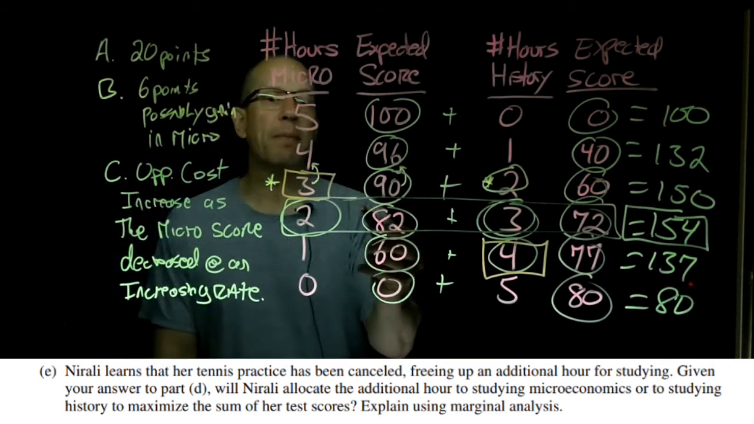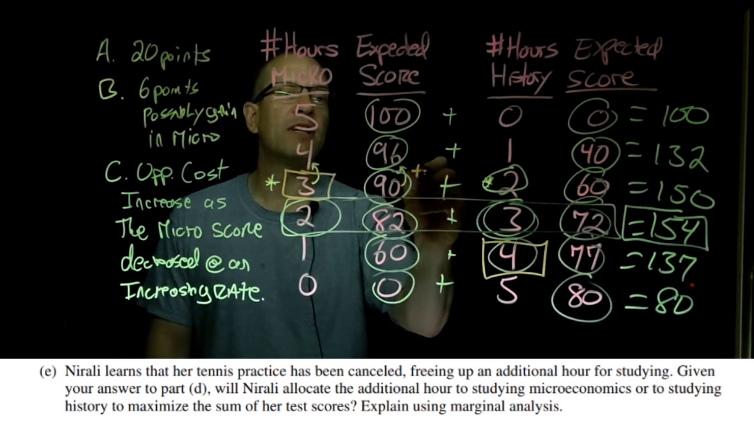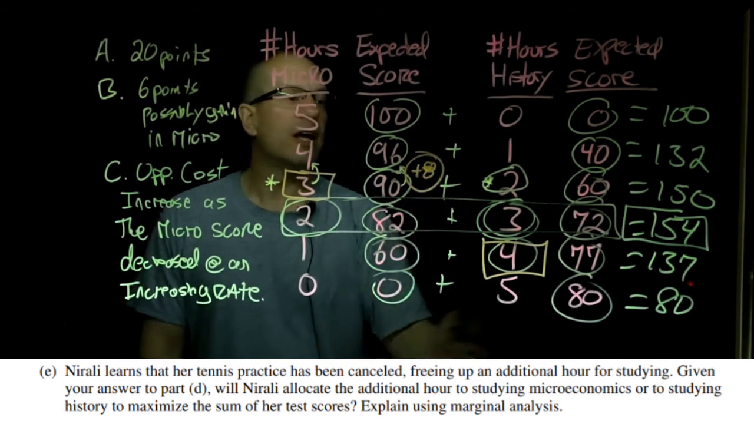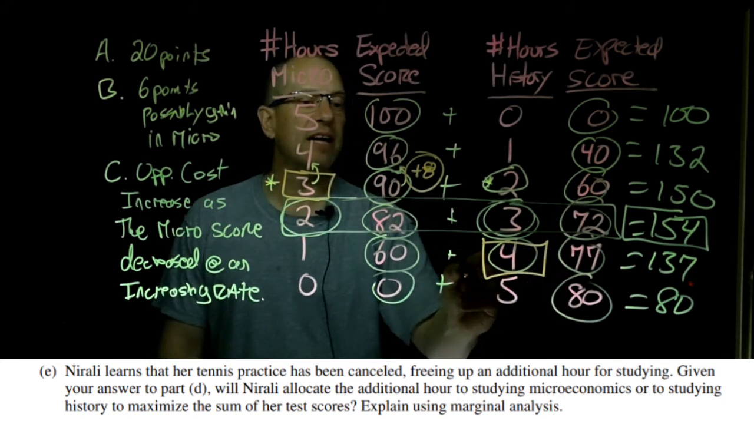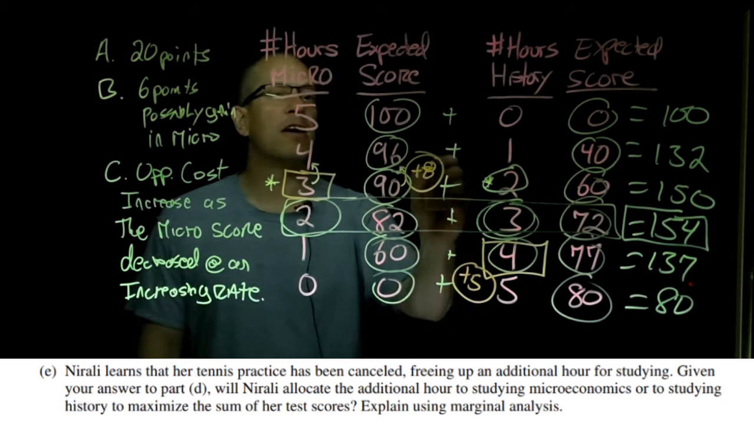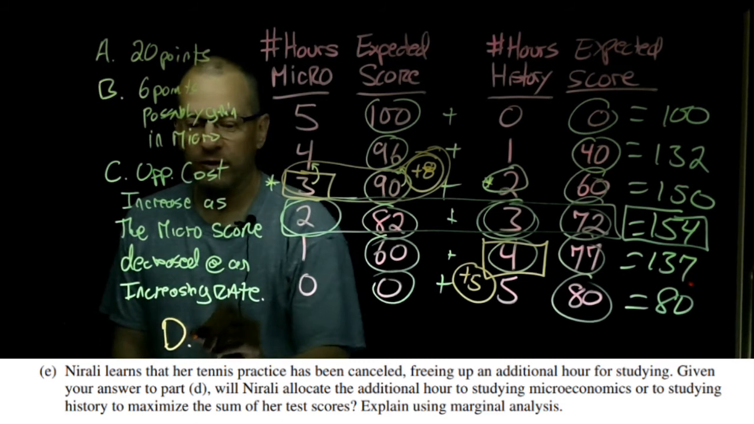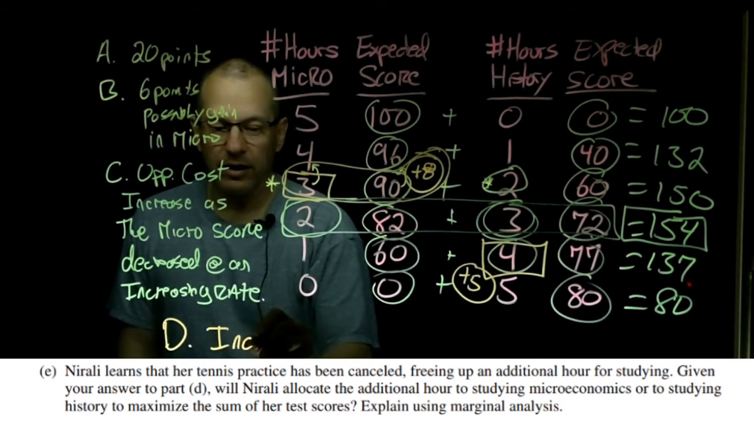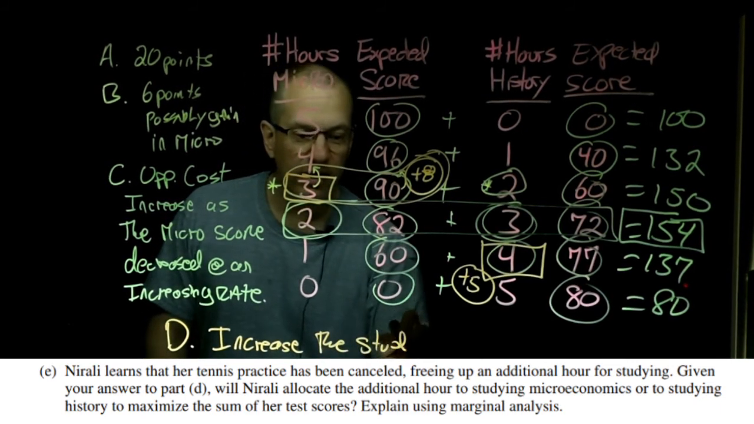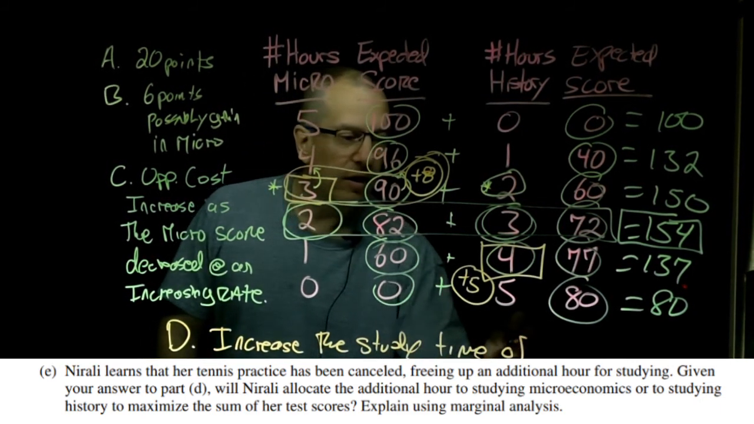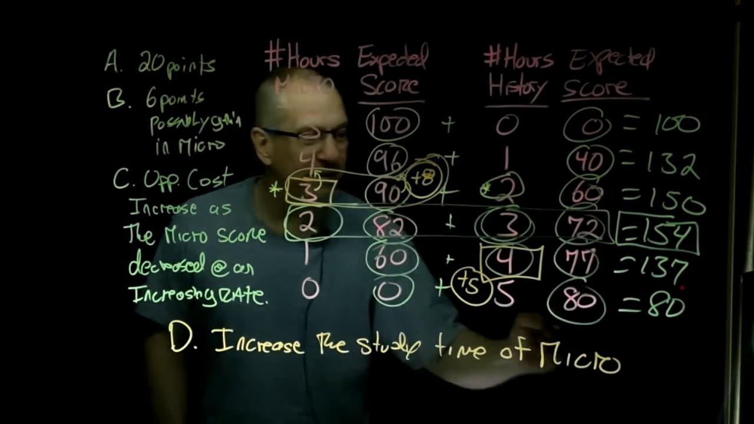Well, if I put additional studying into micro, I'd go from an 82 to a 90, so that's an increase of 8 points. If I did an additional hour of studying history, that would be from a 72 to a 77, an additional 5 points. So an additional 8 points is what we want. So for E, we should say, increase the study time of micro. Increase the study time of micro. I like the sound of that.